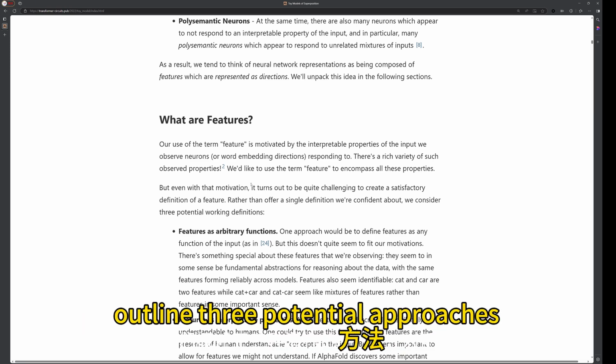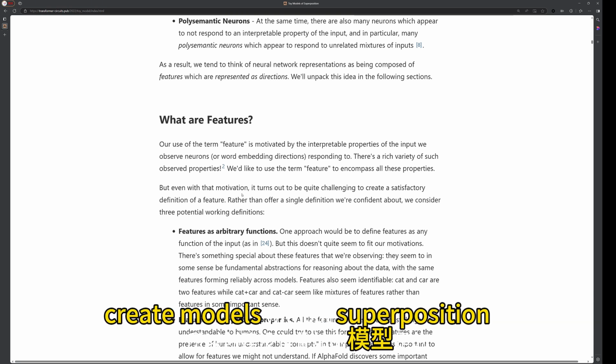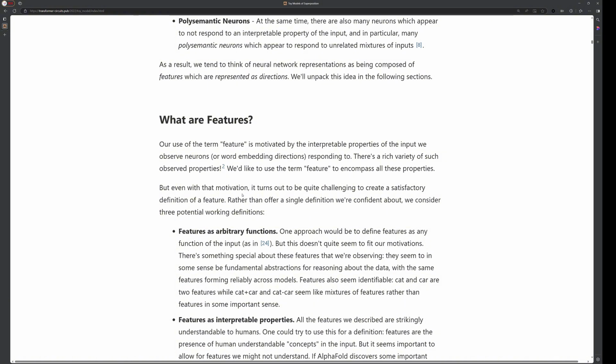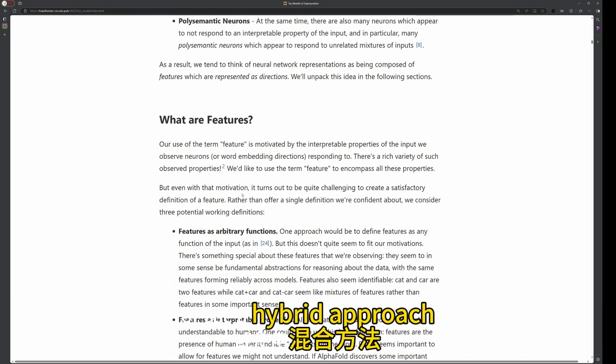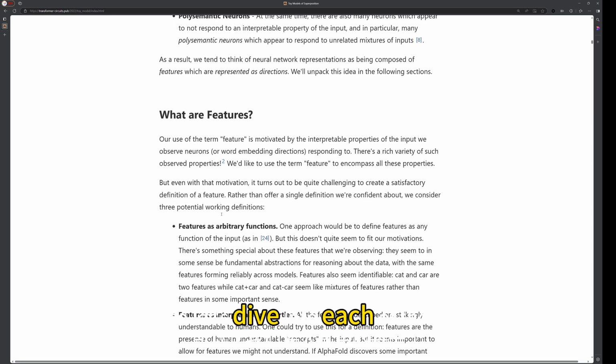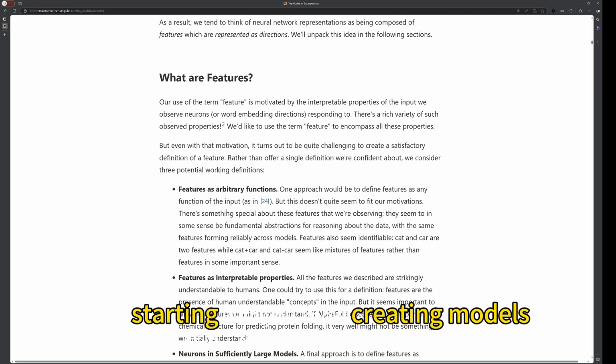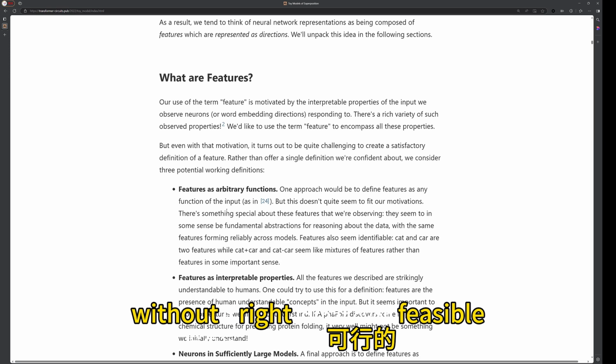It is. They outline three potential approaches. So create models without superposition, find an overcomplete basis, or use a hybrid approach. So let's dive into each of those. Starting with creating models without it. Is that even feasible?